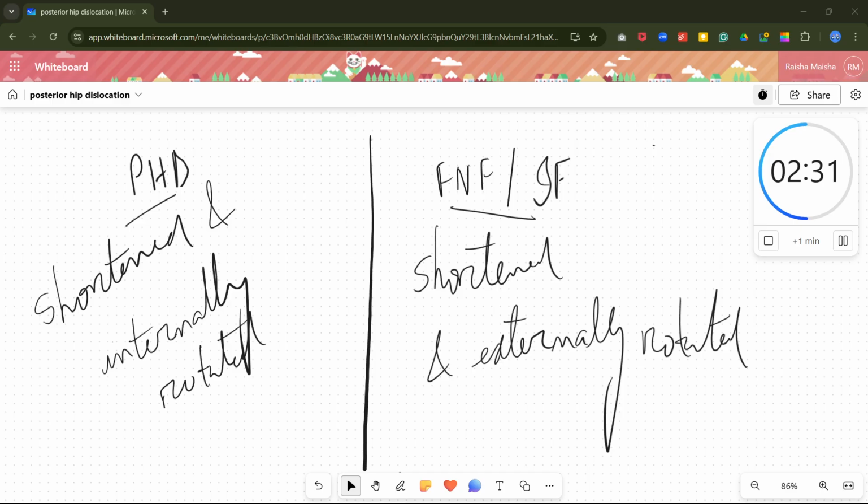This posterior hip dislocation itself can leave the leg in a fixed position.